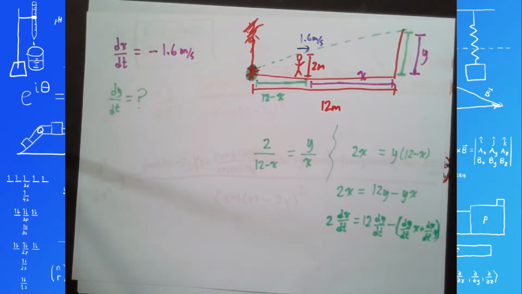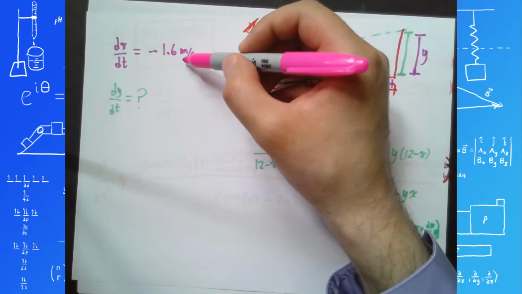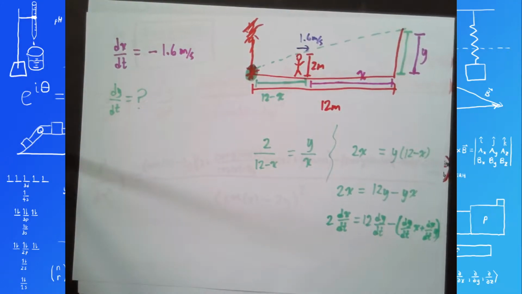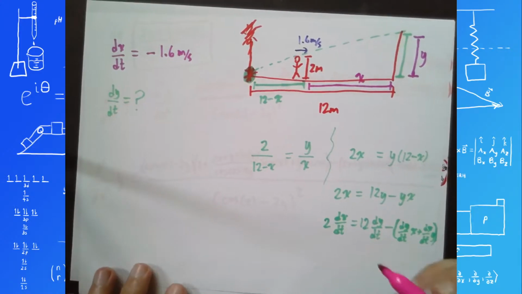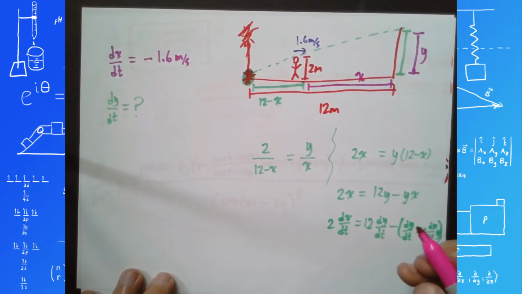Okay, maybe this wasn't the smartest way to go about this. Maybe dividing by 12 minus x would have been the better choice after all. But I'm going to gather my dy dt terms. I don't have to worry about the dx dt because I'm going to be plugging that in as negative 1.6 anyway. So just get the dy dt terms by themselves, or at least grouped together.